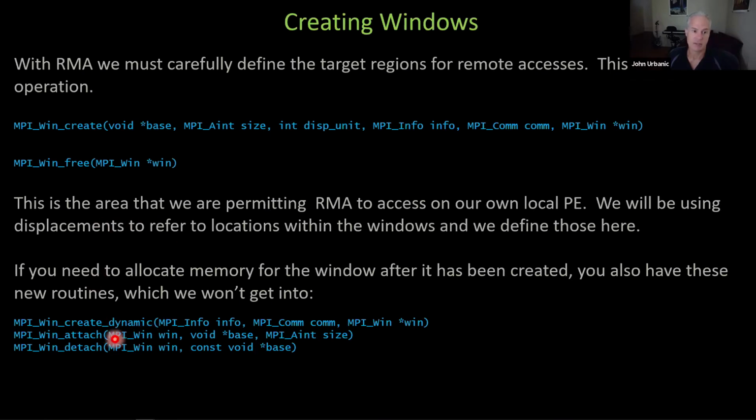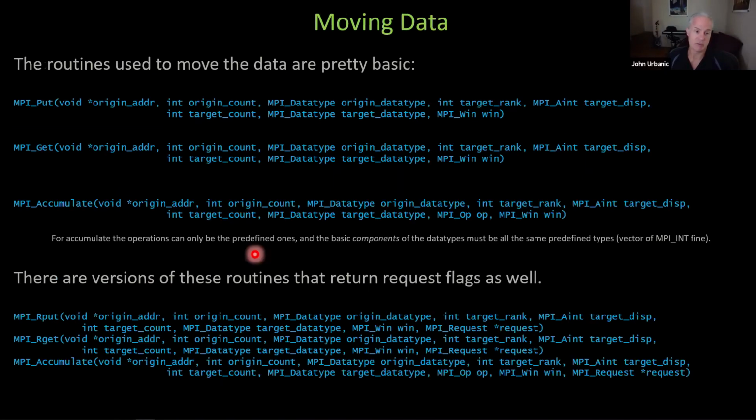Well, MPI is perfectly happy working with dynamic memory. MPI is a very serious library, so it deals with real world cases like that very easily. So if your windows are dynamically allocated, you want to step through it like this. So I won't go into the details, but very straightforward. Once you've got your windows allocated, now you can actually do the message passing.